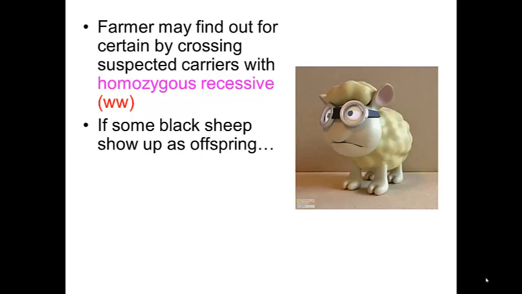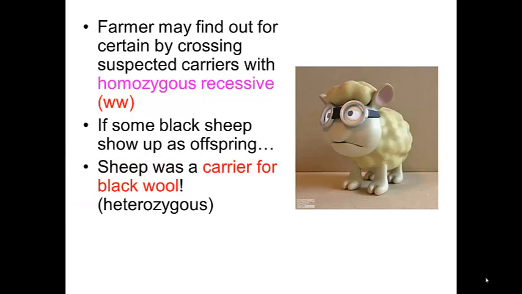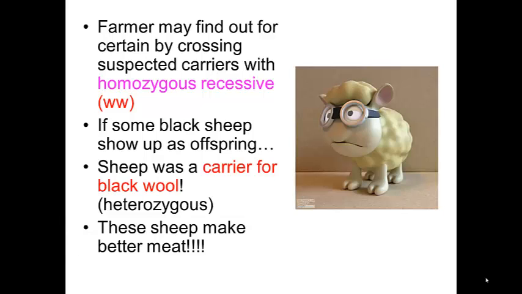If some black sheep offspring show up, then the sheep was a carrier for black wool, so the sheep was heterozygous. These sheep make better meat, so they would eat the black wooled sheep.